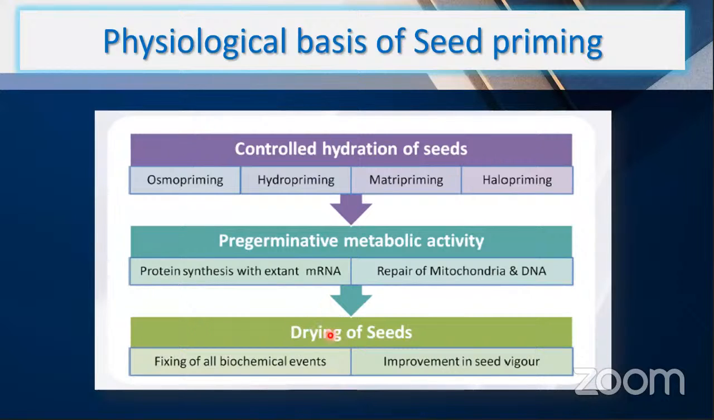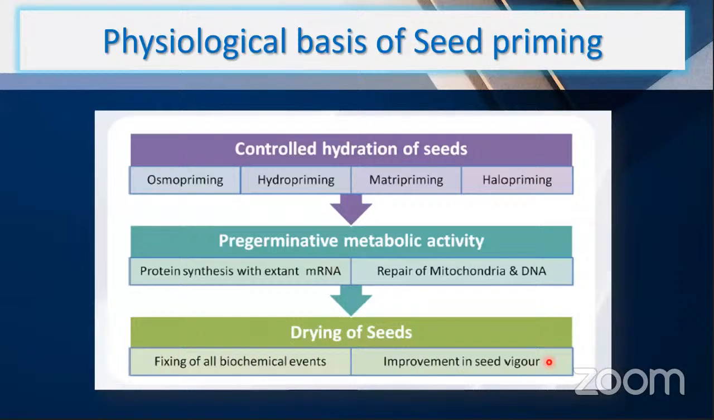After that, you dry the seeds without radical protrusion. When you do this, you fix all these biochemical activities that have happened inside the seed. The protein synthesis will be present inside the seeds, the mitochondria repair will be existent, and the DNA synthesis will be there. So you fix all the biochemical activities inside the seeds. Because of this, you get improvement in seed vigor.